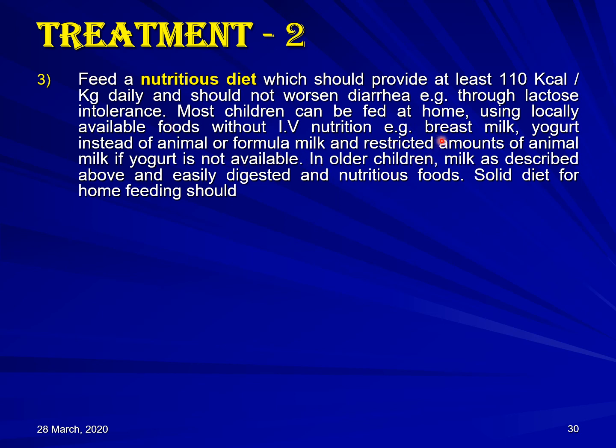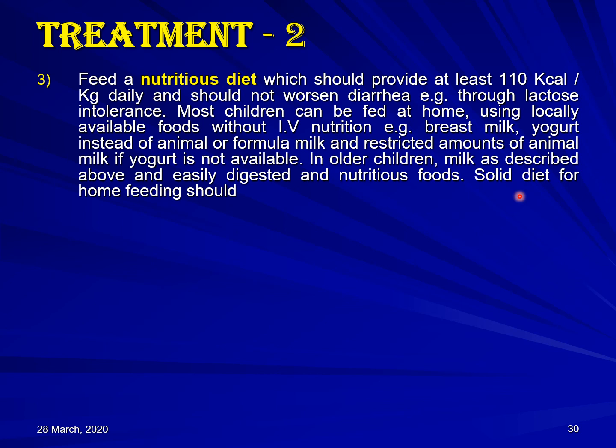We can encourage breast milk, or yogurt instead of animal milk formula feed, with a strict amount of animal milk, or if yogurt is not available. In older children, milk as described above and easily digested and nutritious food can be given also.